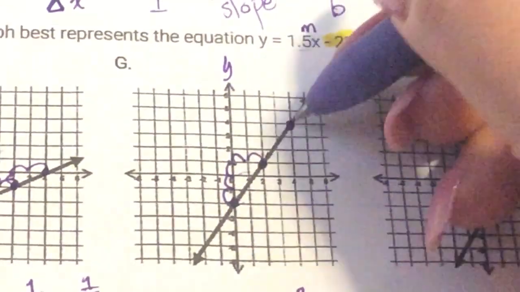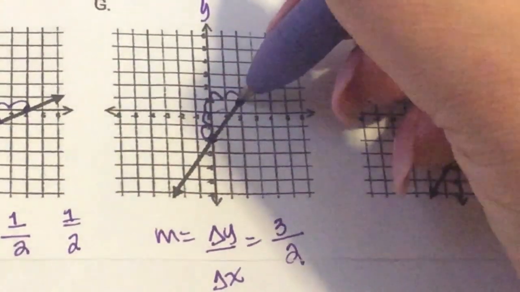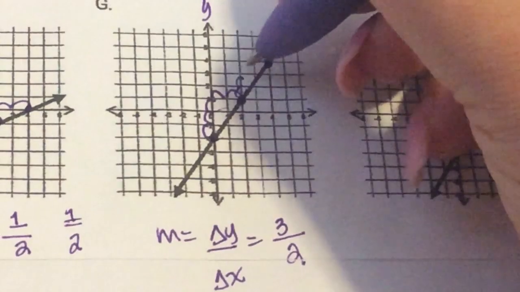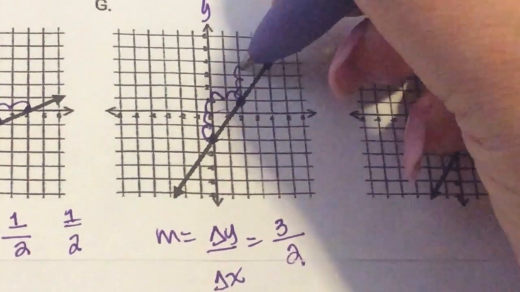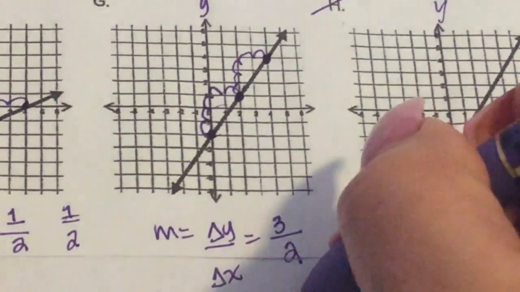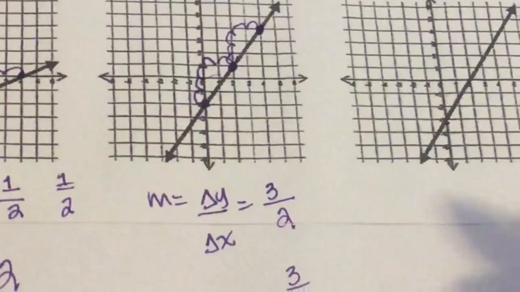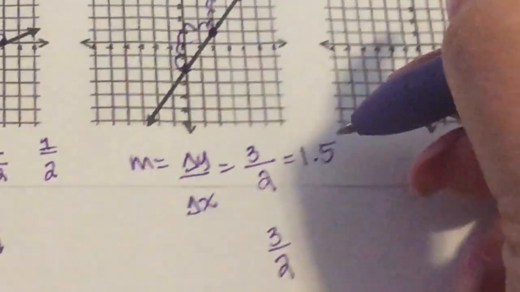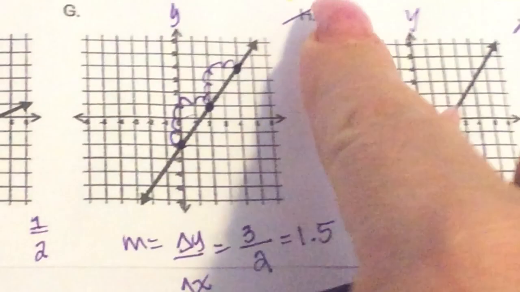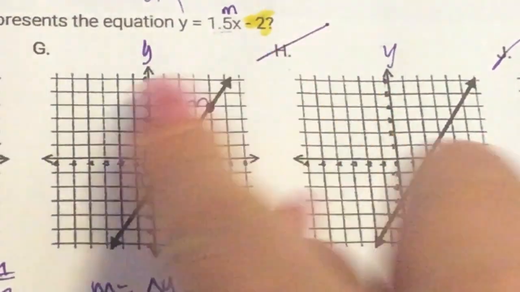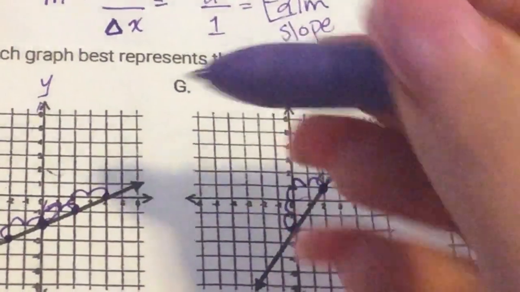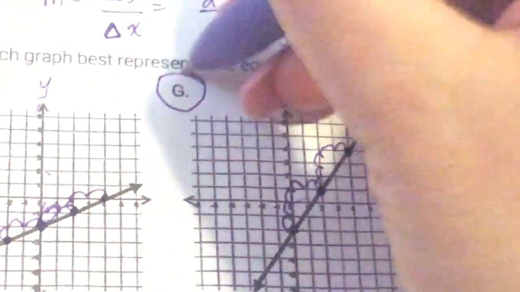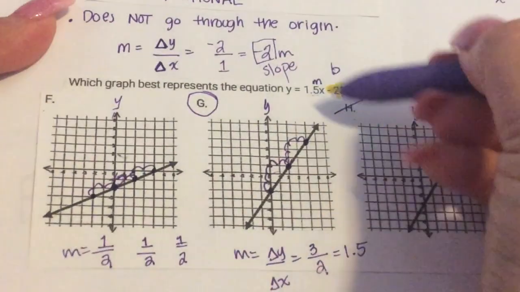If I go from this point to this point, I should get the same numbers. I go 1, 2, 3, and I go 1, 2. So again, 3 divided by 2, and 3 divided by 2 is equal to 1.5. So m is 1.5. Check. That is this equation, and b is negative 2. So ding, ding, ding! This is the answer that matches this equation.